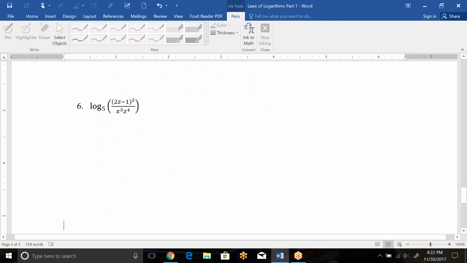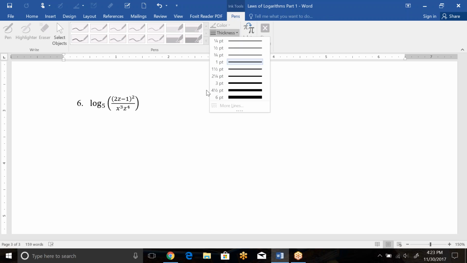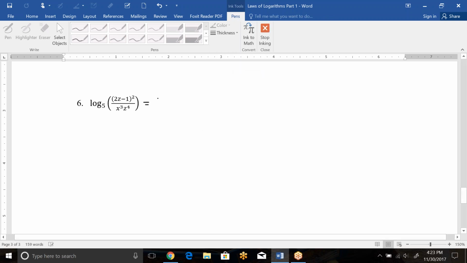Okay, number 6. Again, I'm going to break up the division first. So this would be log base 5 of 2z minus 1 to the 2nd minus log base 5 of x cubed z to the fourth. The reason this one's a little trickier than number 5 is because the multiplication is happening in the denominator.